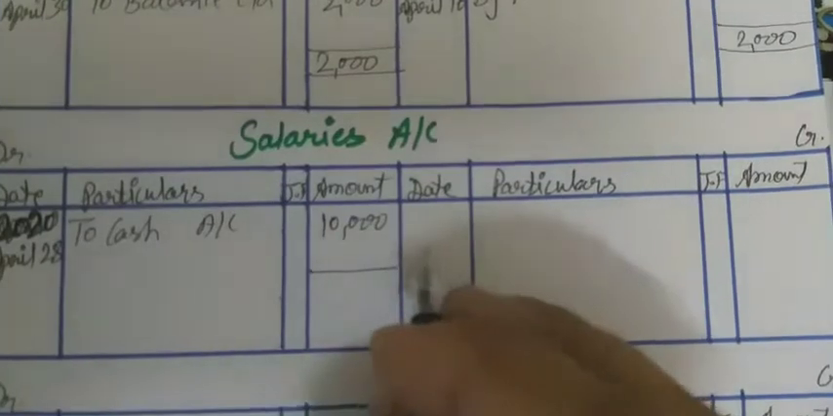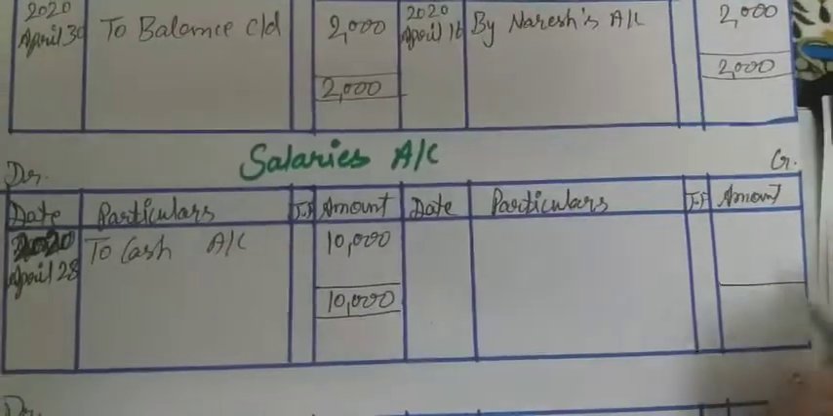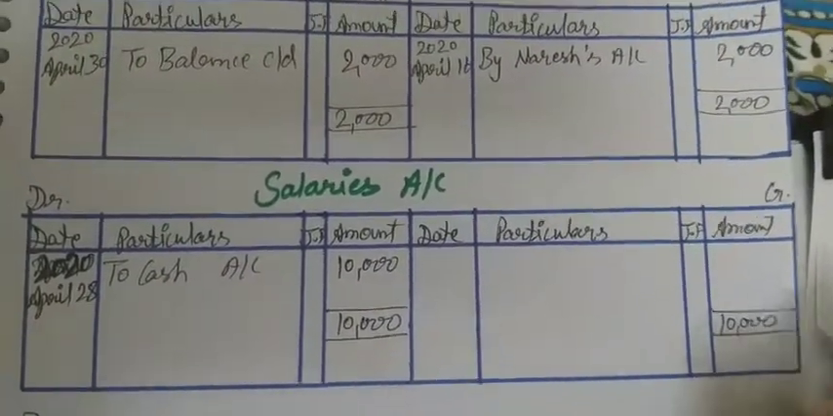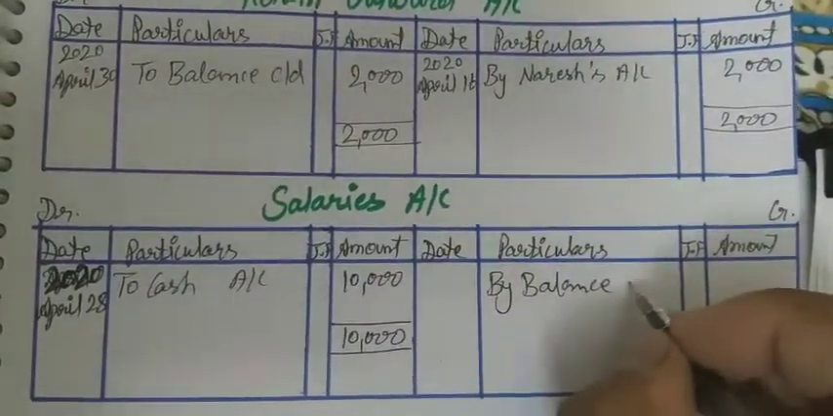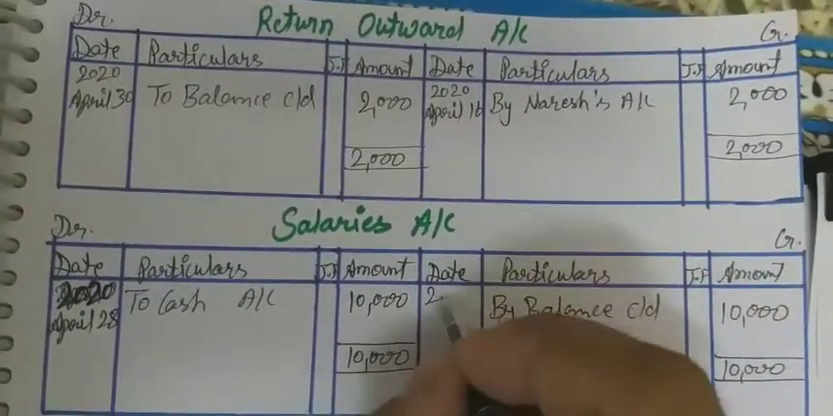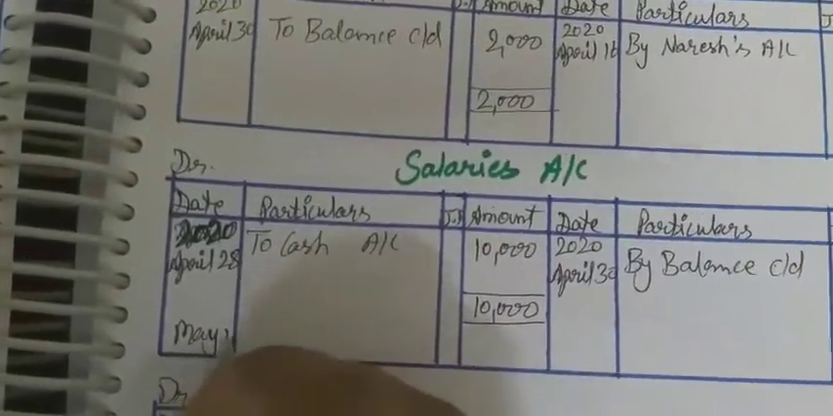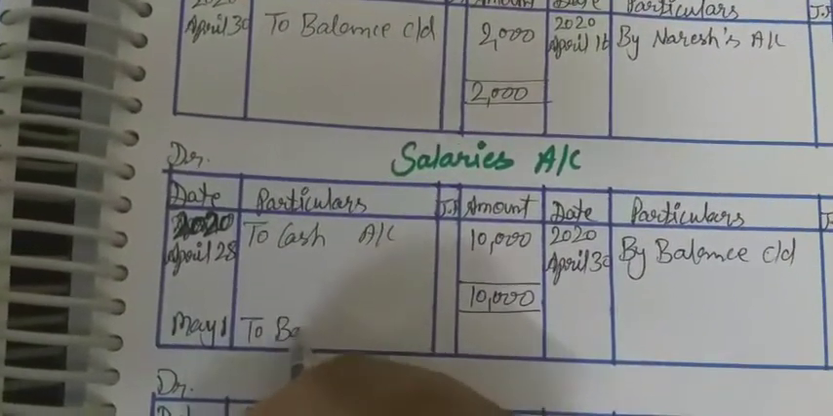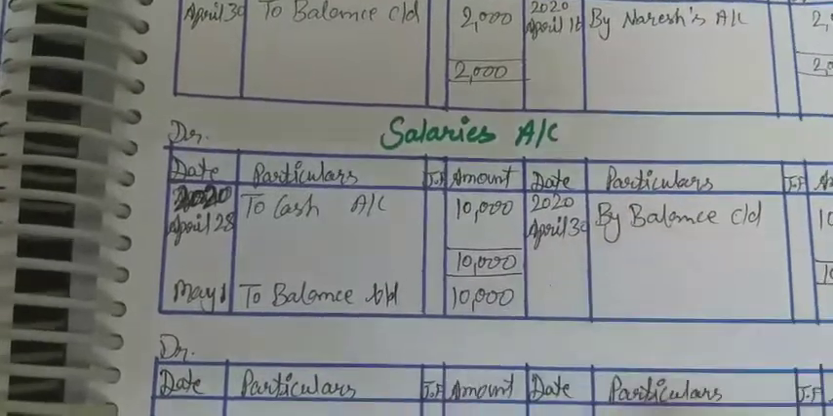So student, we have to do the balancing for this. 10,000, 10,000, and by balance CD 10,000, 2020, on April 30, May 1st, to balance BD, that is 10,000. Okay.